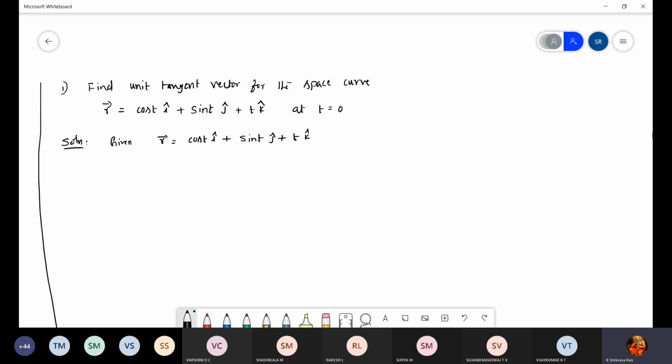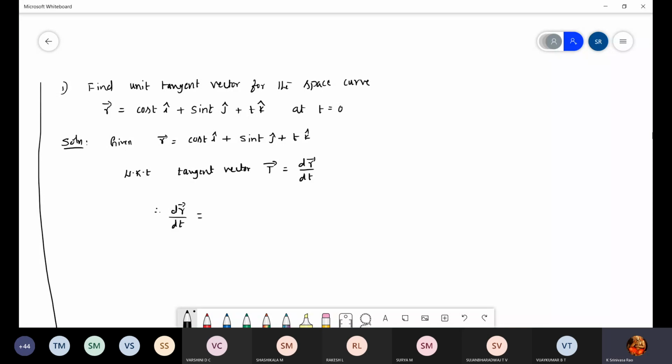So what is the formula of capital T, the tangent vector? We know that it is dr by dt. For the first problem I'm writing all these things, but you can write just T. We know that T is equal to dr by dt. So calculate dr by dt. Therefore dr by dt is nothing but the differentiation of our problem.